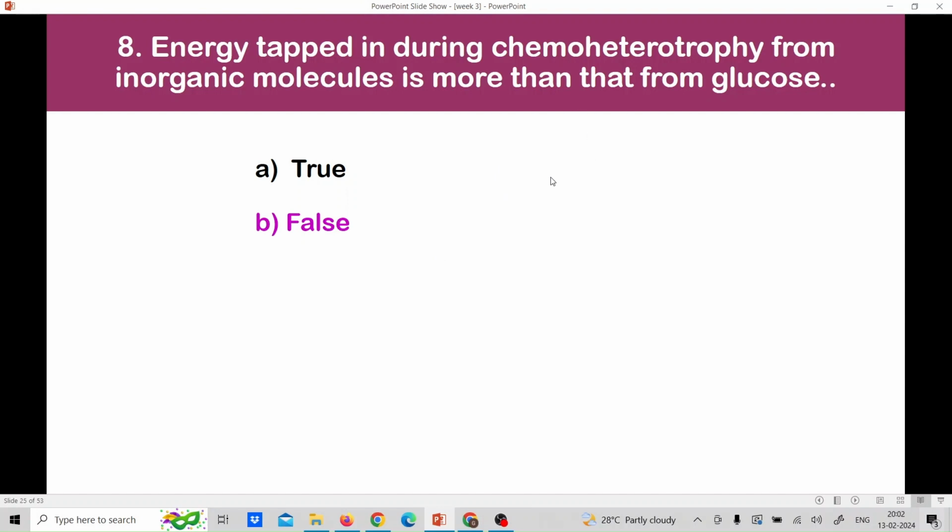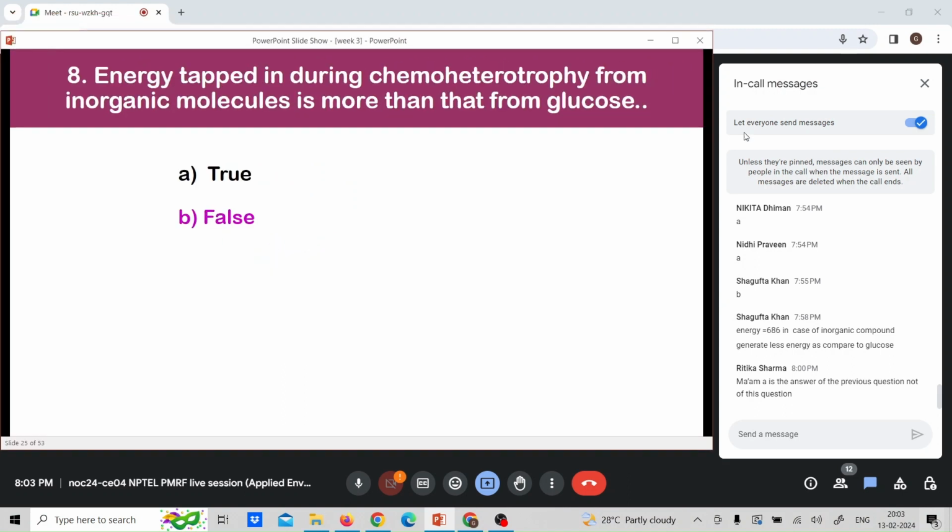So when it's some other compound, it's going to be lower in the redox tower. It's going to be below glucose in terms of electron donation. So when it's lesser, obviously the energy is going to be lesser. So the statement that the energy tapped during chemoheterotrophy from inorganic molecules is more than that from glucose is false. It will obviously be less than from glucose. Only to answer these types of questions, this redox tower part was taught. I guess this is clear, and we'll move on to the next question now.